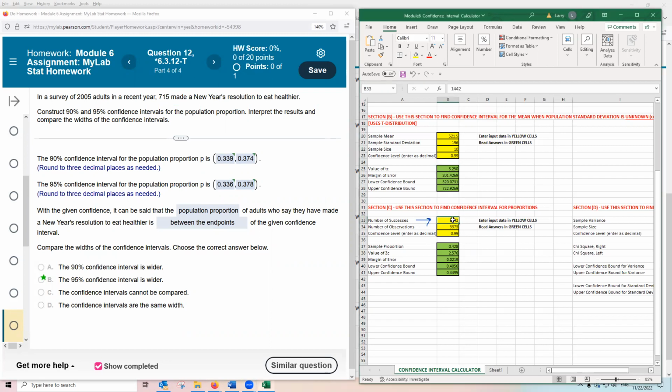So I'm going to type in 715 here. Number of observations is the total number of people I asked. This is like the sample size, 2005 for this problem. And they wanted a 90% confidence interval, 0.90 here. And here is the lower bound, 0.339. And here is the upper bound of the confidence interval, 0.374.